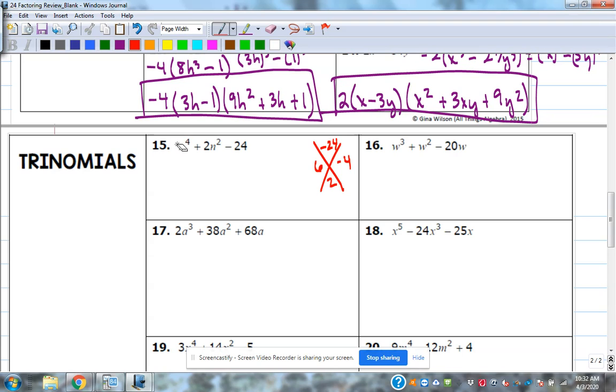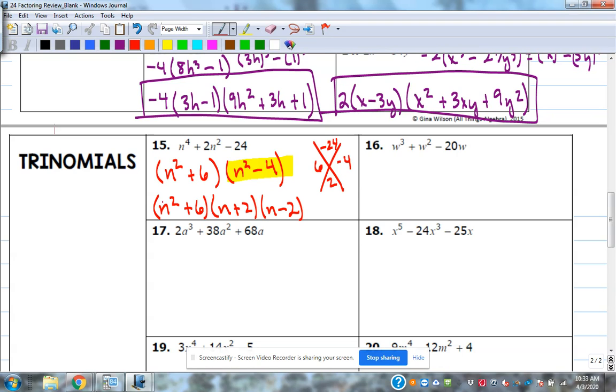And there's nothing in front of the n to the fourth, so we can take the shortcut and use n squareds to get our factors out of this. If there were a number there, we'd have to use the grouping stuff. We'll get to one like that eventually. And then we look at each of those pieces and see if they'll factor further. I know that this is a difference of squares, so I'm going to factor it as n plus 2 and n minus 2. So n squared plus 6, n plus 2, n minus 2. And there's our factored form for number 15.